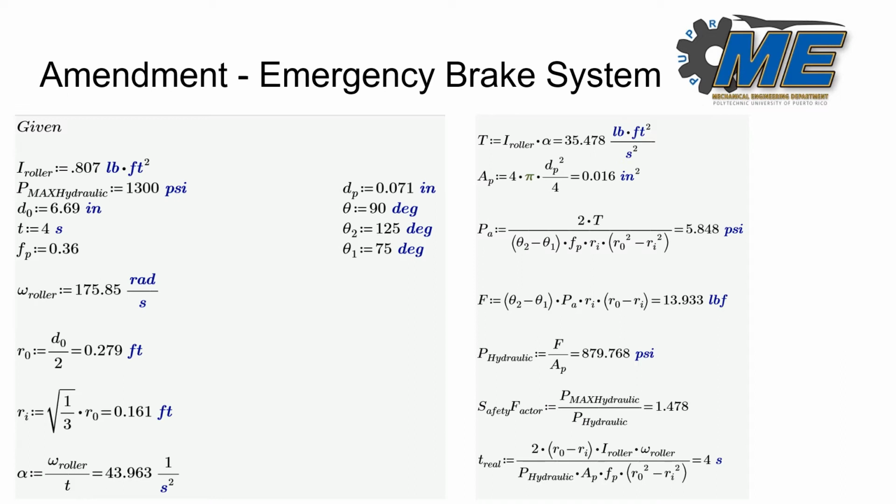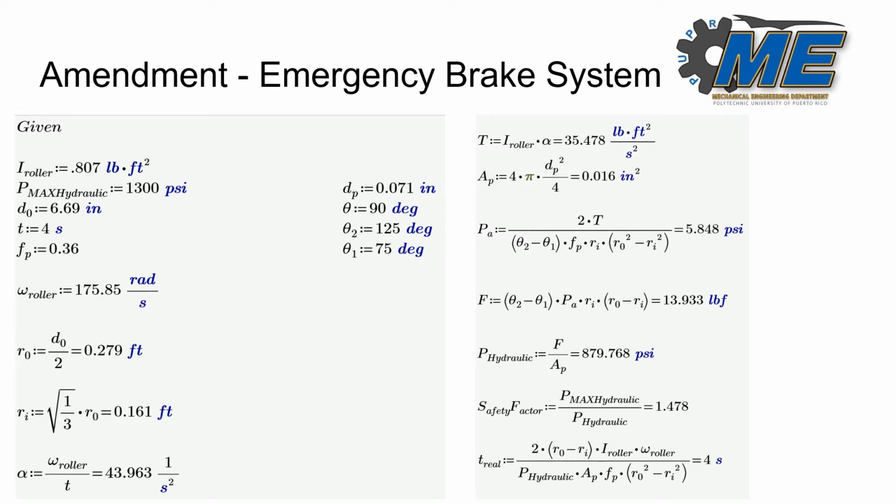The diameter of the caliper's piston is significantly smaller because the brake system is smaller, so the caliper is smaller and the brake pad is smaller, which also explains why the angle between zeta 2 and zeta 1 is also smaller. The angular velocity of the roller also changed. It used to be about 300 radians per second, more or less. Now it is 175.85 radians per second.